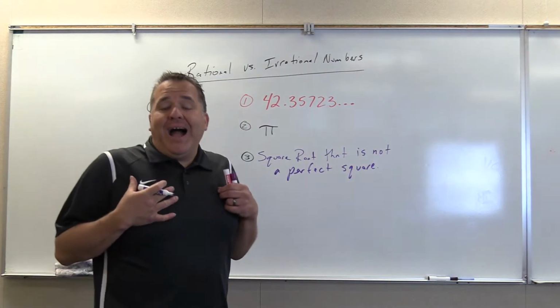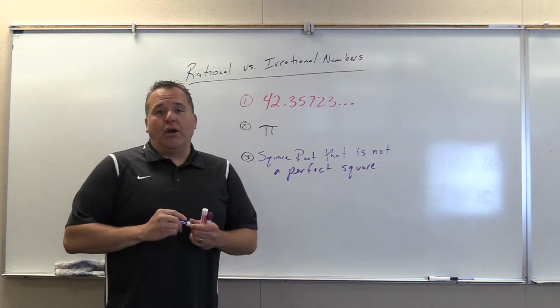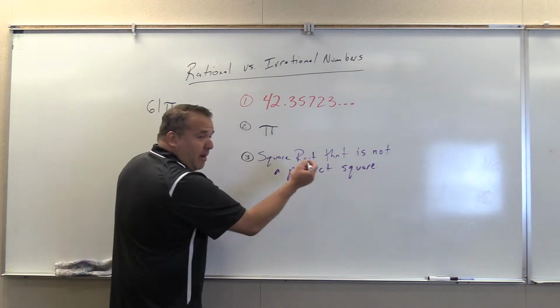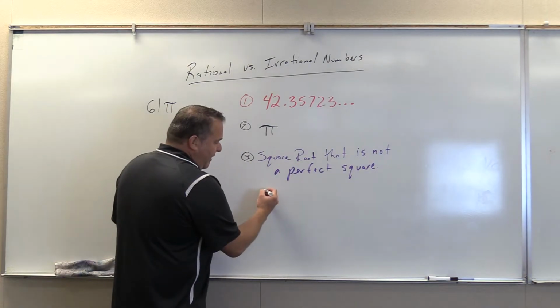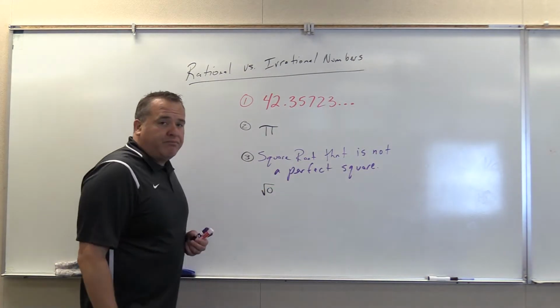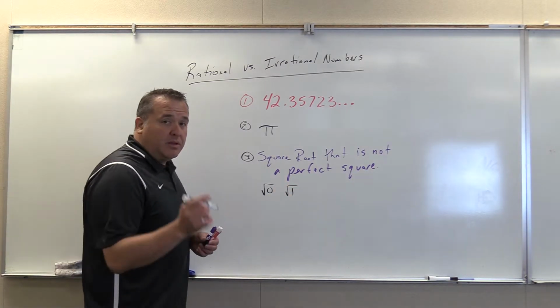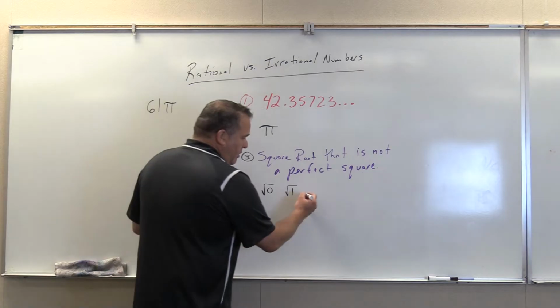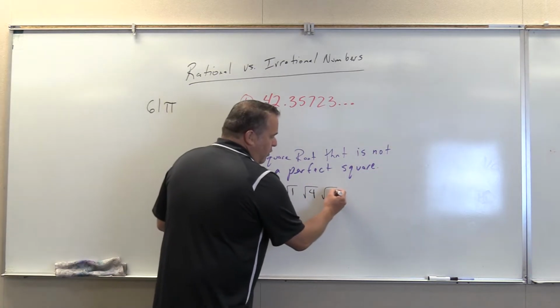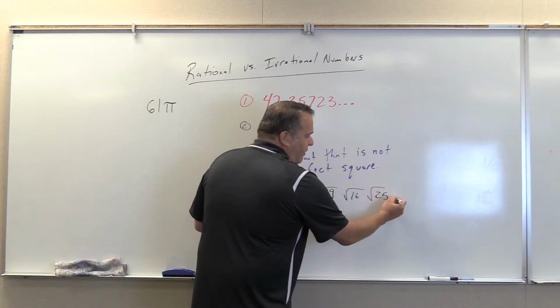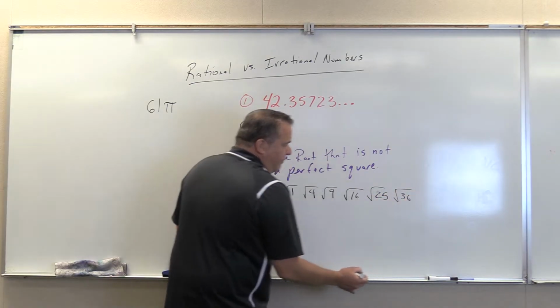I like to make a little chart. Now, let me show you my chart. Here it is. Watch now. Here's my list of perfect squares. I got the square root of 0, the square root of 1. This is my chart. Write it down. Square root of 4, square root of 9, square root of 16, square root of 25, square root of 36.